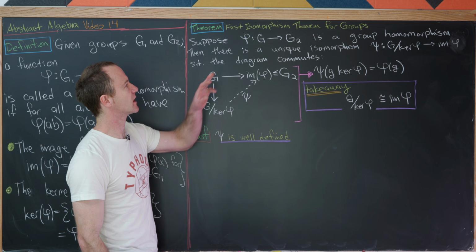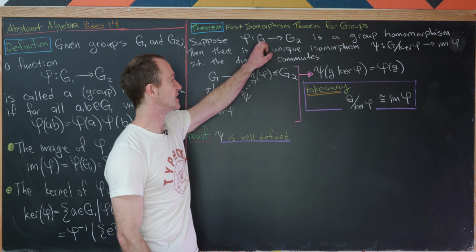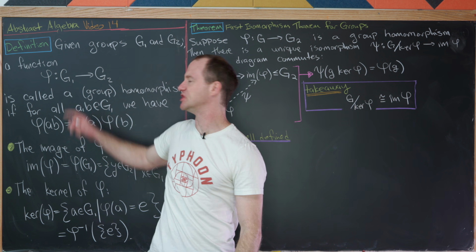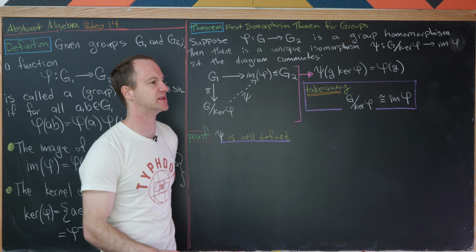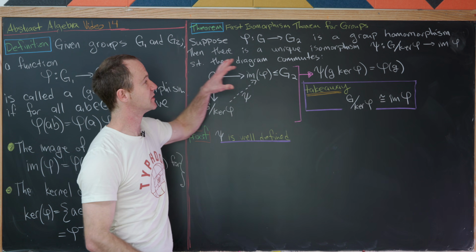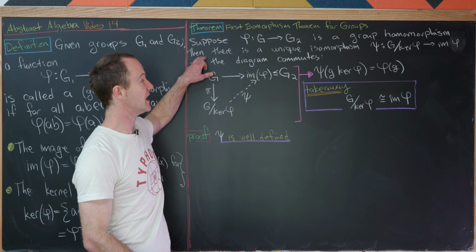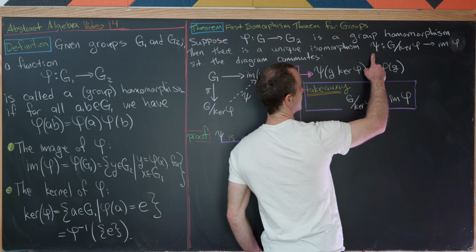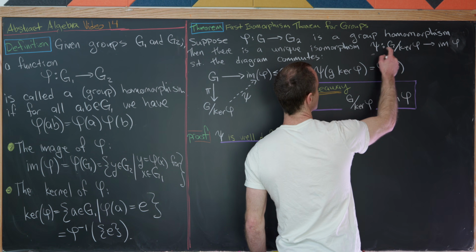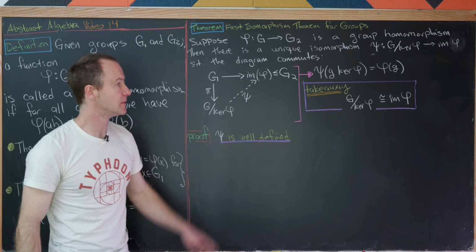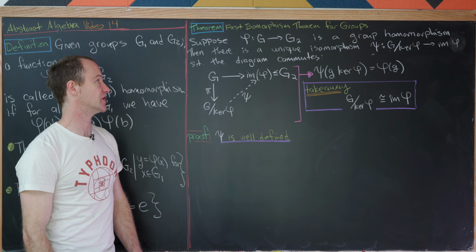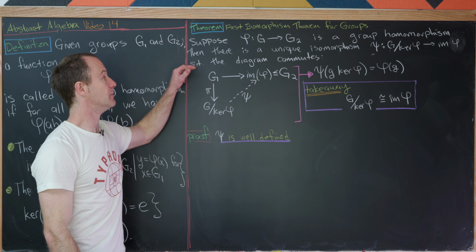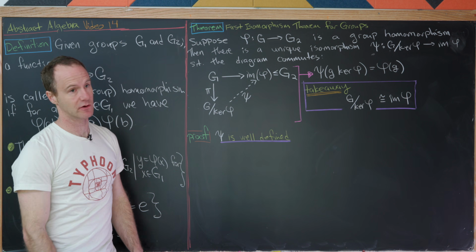So let's suppose we've got a homomorphism phi from G to G2. I've named the starting group G instead of G1 just for simplicity of notation here. And let's suppose that's a group homomorphism. Then there is a unique isomorphism, which we'll call psi, that goes from the quotient group G mod the kernel of phi into the image of phi. And that unique isomorphism builds the following commutative diagram.